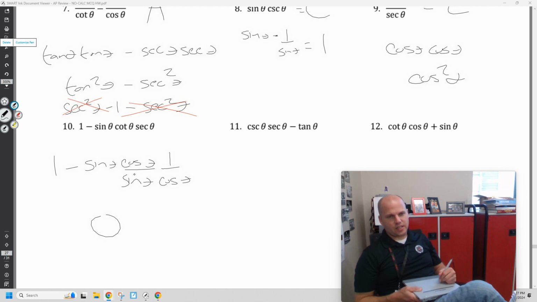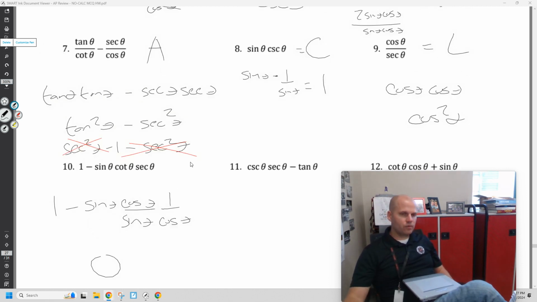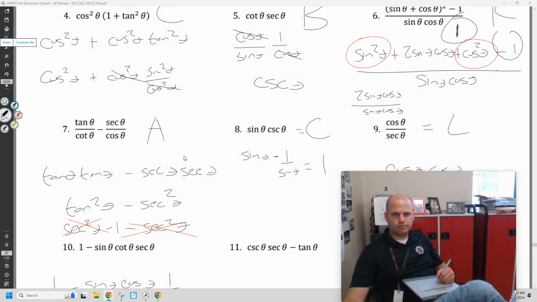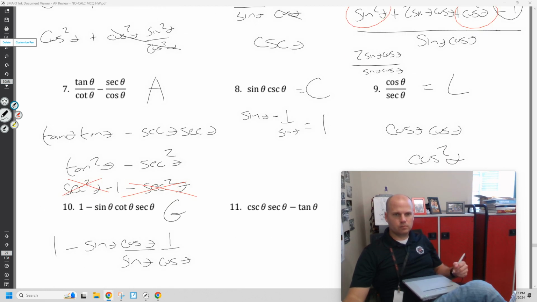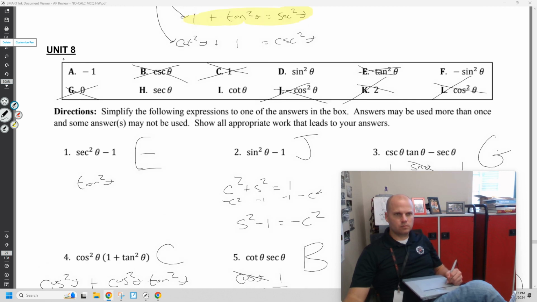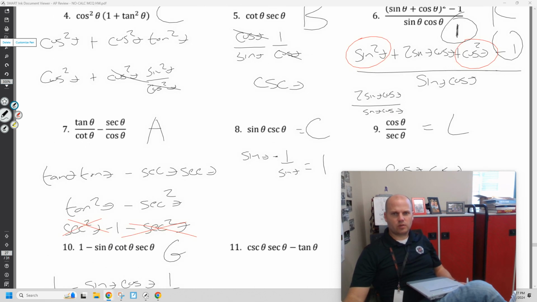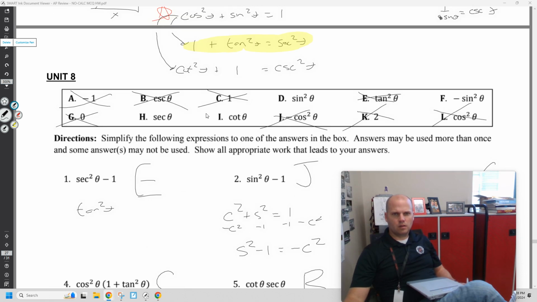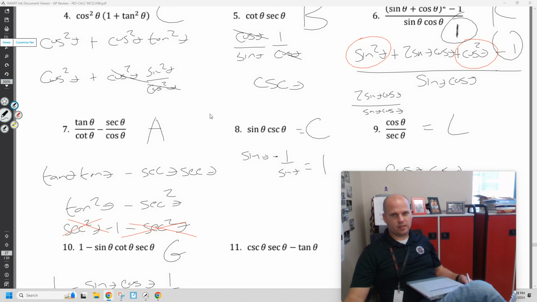Cosines cancel, the sines cancel, you just get 1 minus 1. Let's see. G. Still looking for a sine squared and a negative sine squared. I don't think we get to all of them.